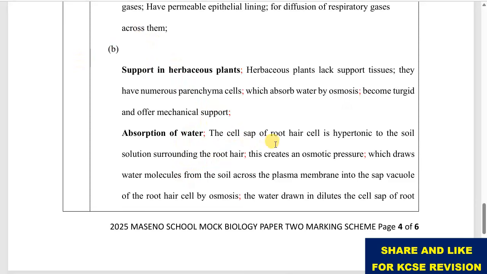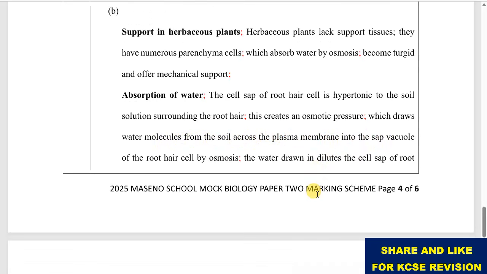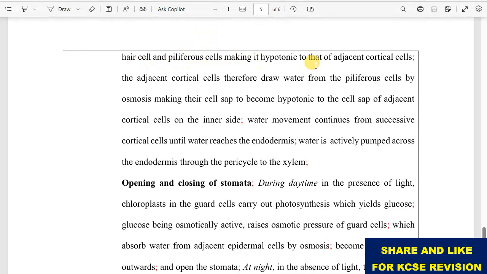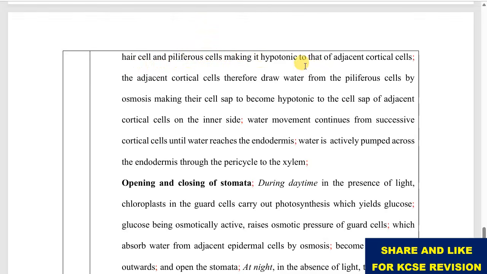Absorption of water. The cell sap of the root hair cell is hypertonic to the soil solution surrounding the root hair. This creates an osmotic pressure which draws water molecules from the soil across the plasma membrane into the sap vacuole of the root hair cell by osmosis. The water drawn in dilutes the cell sap of the root hair cells and peripheral cells, making it hypotonic to that of adjacent cortical cells.